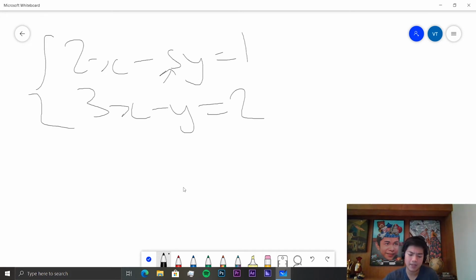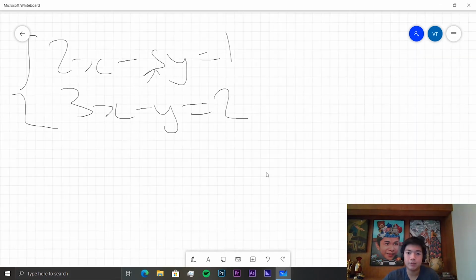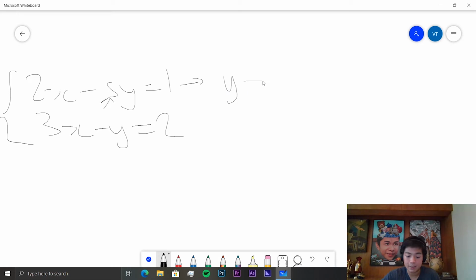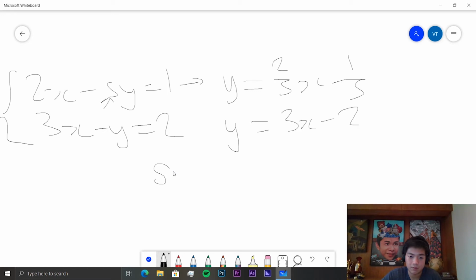So the first thing I'd like to do is rewrite these two equations so that they're in the form y equals mx plus c. So this would be y is equal to 2/s times x minus 1/s, and this bottom one would be y is equal to 3x minus 2. So what can we tell from this? Well, we can tell that first of all, s cannot be equal to 0.